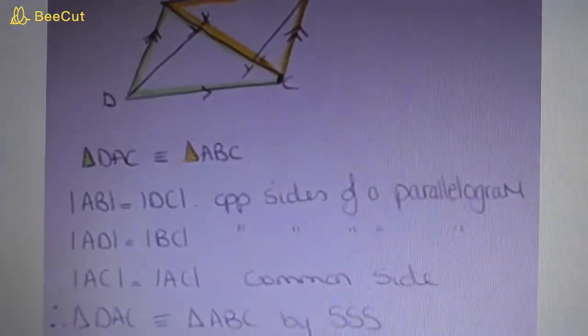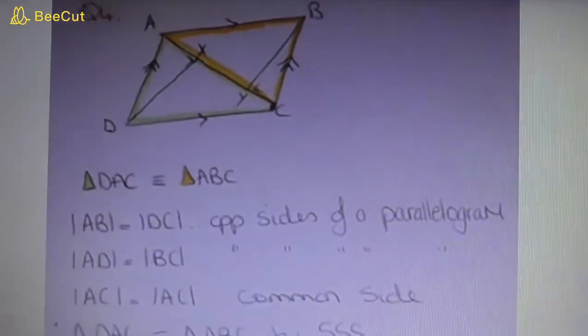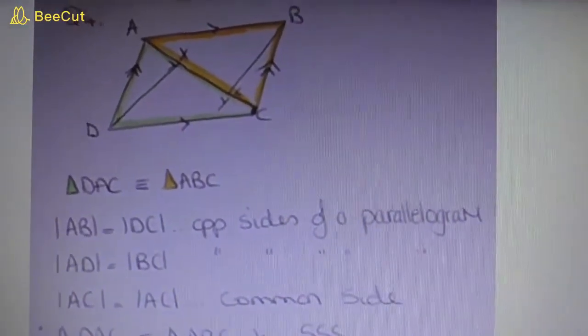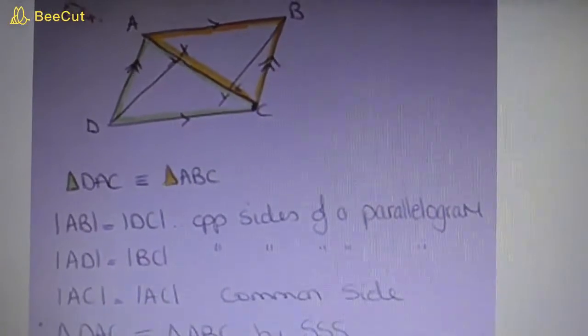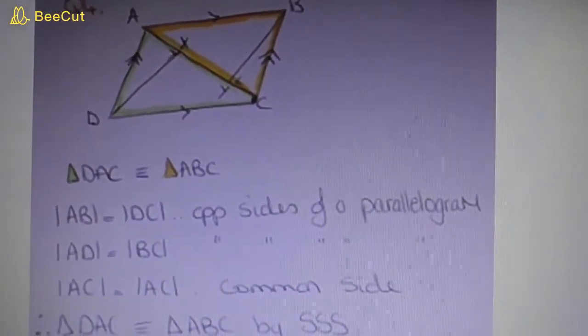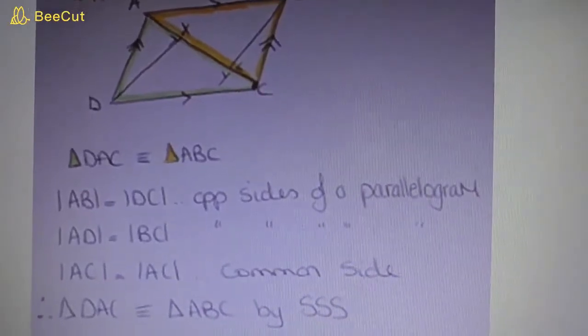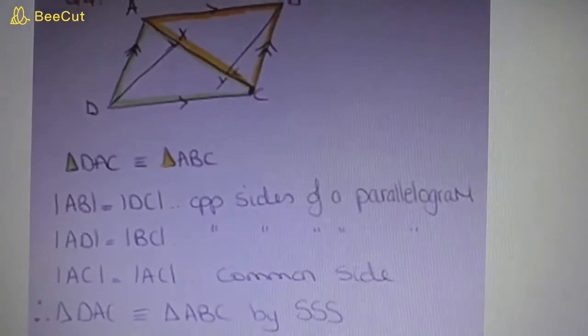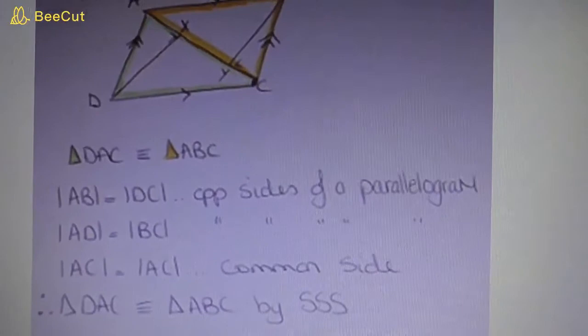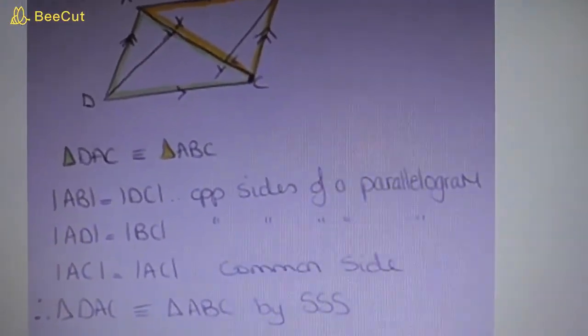So if I go trying to prove side, side, side, AB is the same length as DC because they're opposite sides in a parallelogram. The length of AD is equal to the length of BC because they're opposite sides of a parallelogram, and the length of AC is common to the length of AC. They have a common side. Therefore, the 2 triangles are congruent by side, side, side.